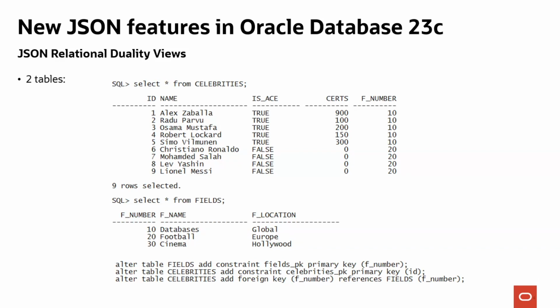Now, as I mentioned in the beginning, with relational duality views we can view the data in 2 ways. In order to show you how it works, let me have 2 tables, very short, very small tables, for the sake of showing you the examples on a PowerPoint slide and easy to understand. The top table, called celebrities, has 9 rows.